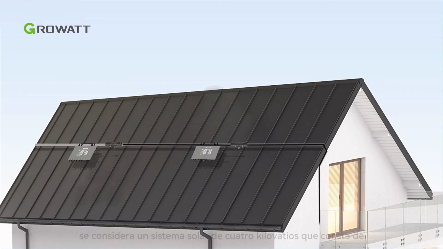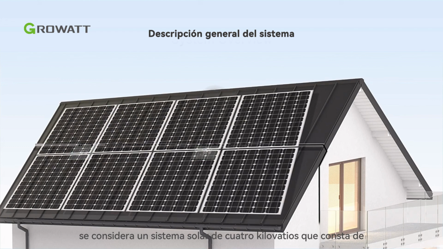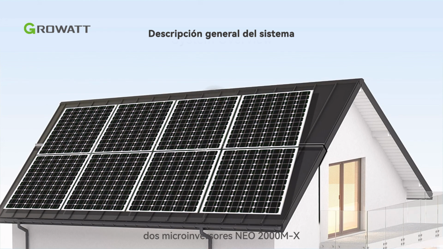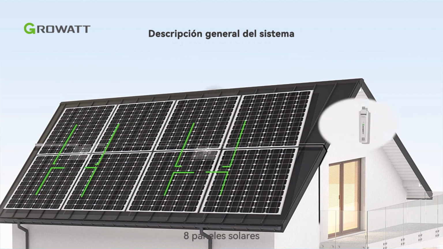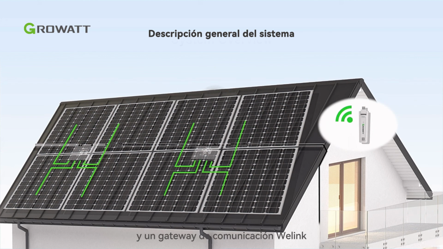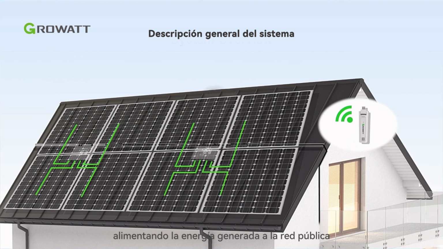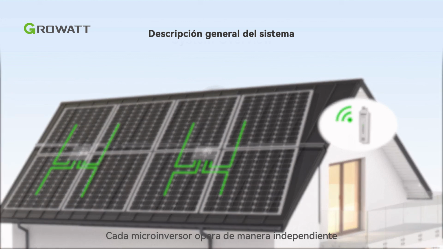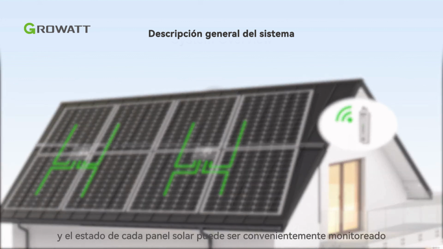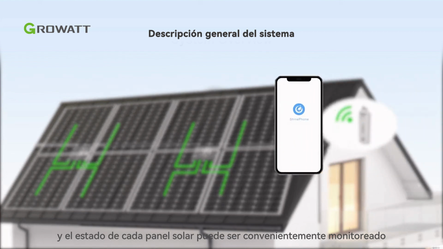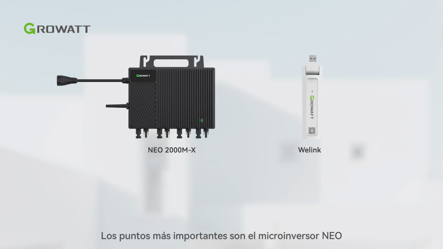As an example, let's consider a 4 kW solar system consisting of 2 NEO 2000M-X microinverters, 8 solar panels, and 1 WeLink communication gateway. Working in harmony, these components efficiently convert direct current into alternating current, feeding the generated power into the public grid. Each microinverter operates independently, and the status of each solar panel can be conveniently monitored through the ShinePhone app. The most important parts are the NEO Microinverter and the Communication Gateway ShineWeLink.